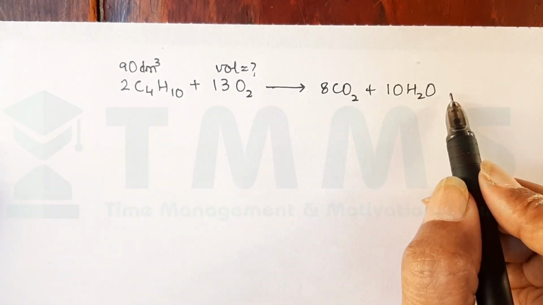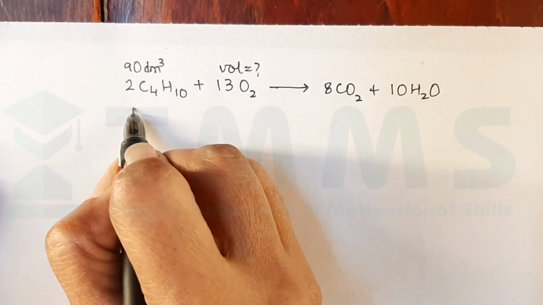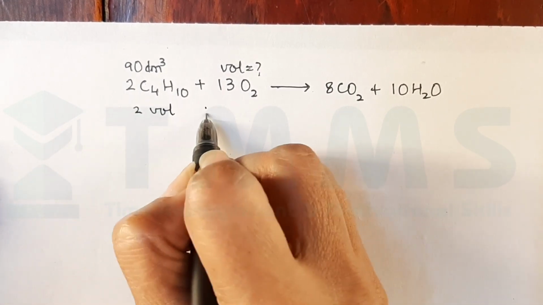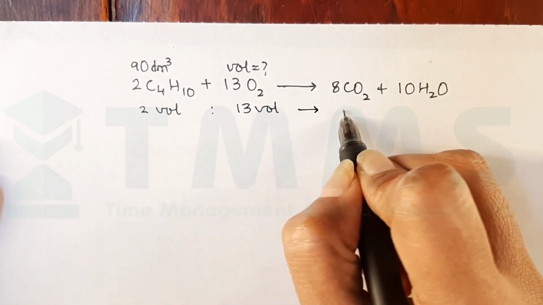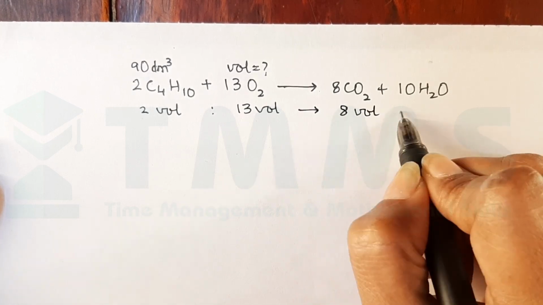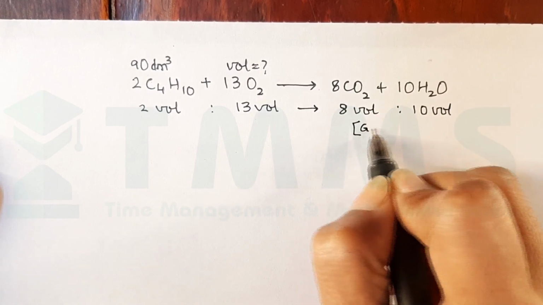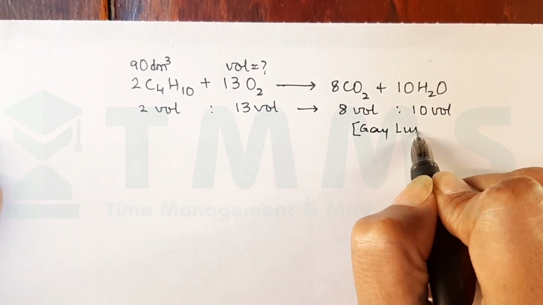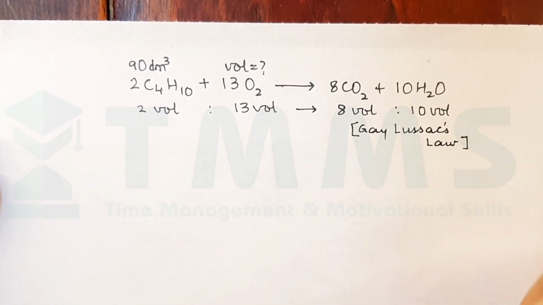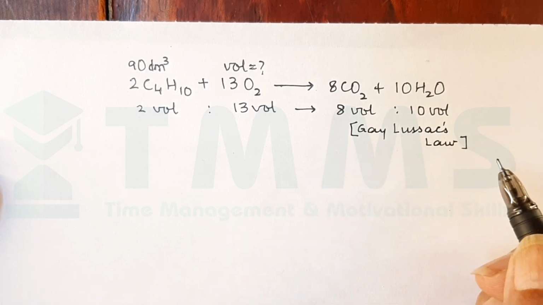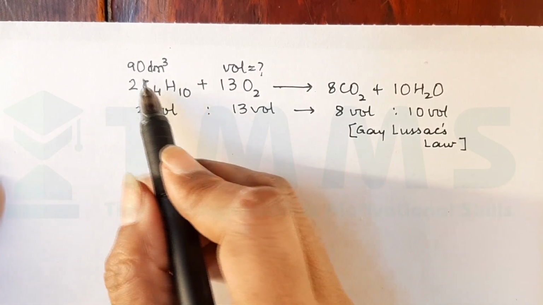Now, all of these are gases, so we can apply Gay-Lussac's law. How do we apply? If this is 2 molecules, it will represent 2 volume. There are 13 molecules, so that will be 13 volume. And that will give us here 8 volumes, and here 10 volumes. And this will be according to which law? Gay-Lussac's law of combining volumes. Do you know this law by heart? You must know the law by heart. Alright?